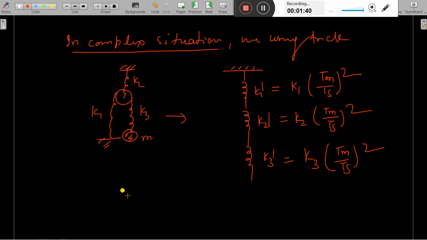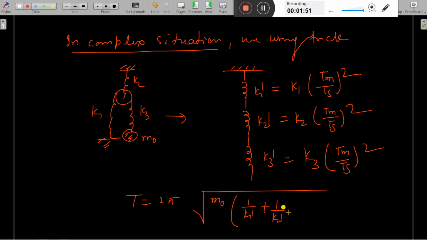So in this way, the time period comes out to be 2 pi under root, if the mass is m0, m0 into (1 over k1 dash plus 1 over k2 dash plus 1 over k3 dash). And in this way we can always calculate the time period. So a similar process we have to apply here.